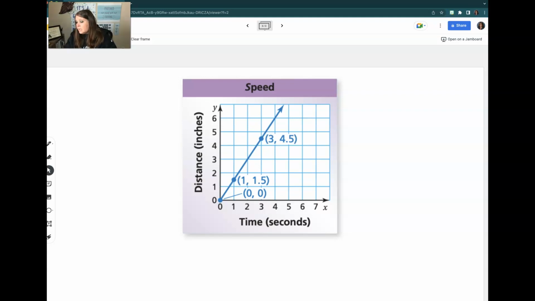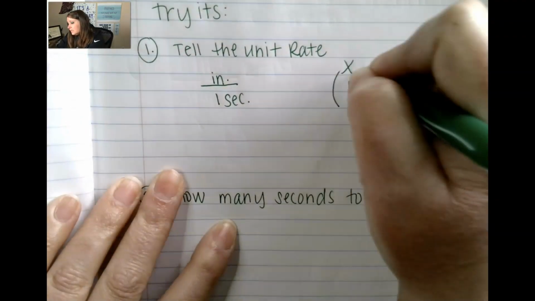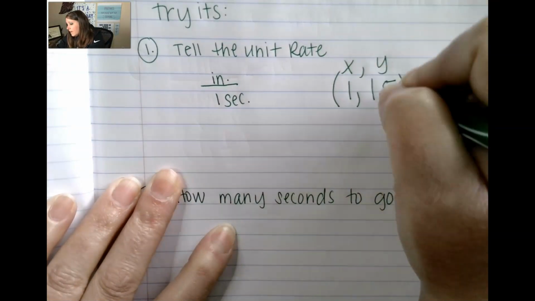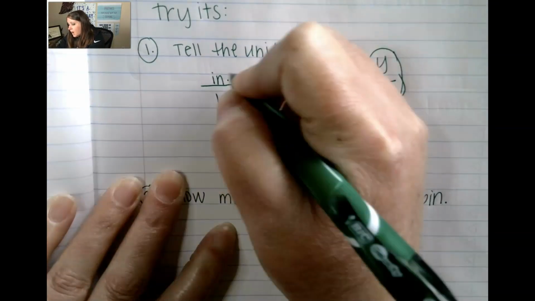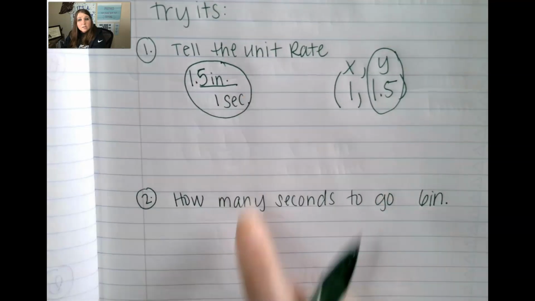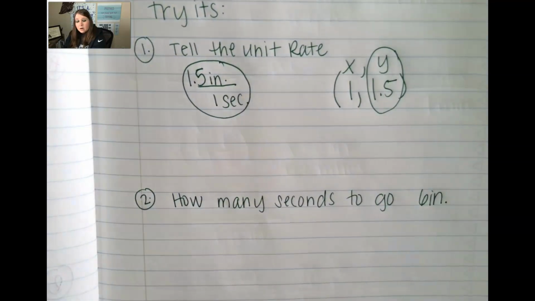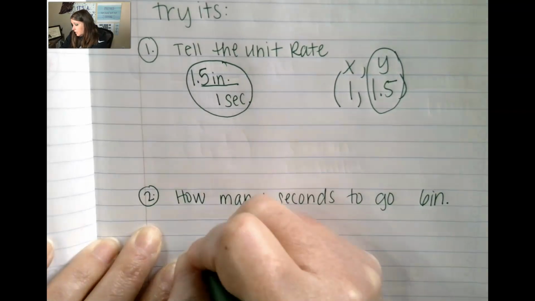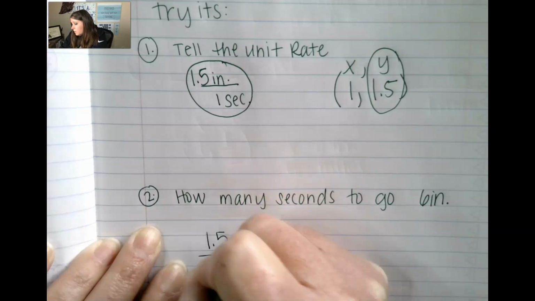So our first question says to tell the unit rate in inches per second. So I'm going to come over here and I'm going to go to 1 inch. And I know when I use 1 inch, I have 1.5 seconds. So my ordered pair is 1 and 1.5. So when x equals 1, my y value is 1.5. So I go 1.5 inches for 1 second. I can now use this unit rate to say how far I go in how many seconds it takes to go 6 inches. So I'm going to take 1.5 over 1.